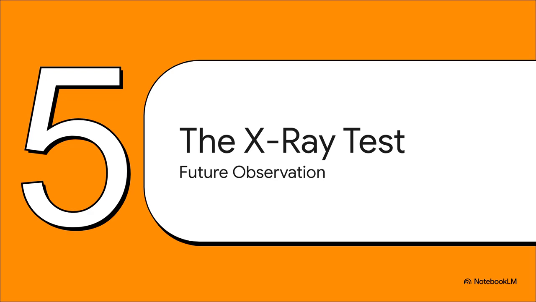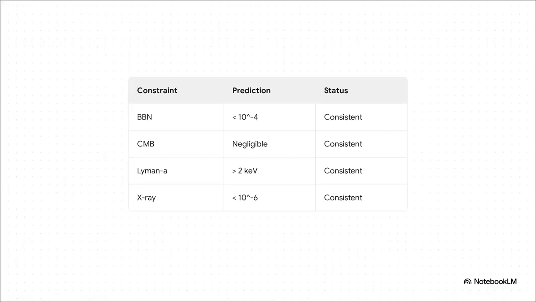Section 5, the ultimate X-ray test, falsifiability, and future observation. Because a good scientific explainer doesn't stop at elegant math, right? We absolutely need falsifiable, testable predictions. Well, the entropon runs the gauntlet and survives.